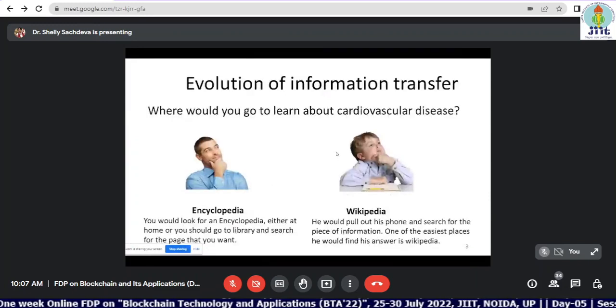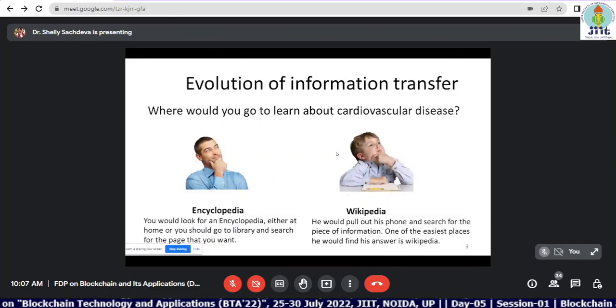This is the evolution of information transfer, as all of you are aware. Where would you go to learn about a cardiovascular disease? In the earlier days, you would look for an encyclopedia, or go to your library and search for the page that you required. Nowadays, gradually, we have shifted to Wikipedia. We turn on our phone, search for that particular piece of information, and our answer is there. So this is how information transfer is moving from a centralized point of view towards a decentralized point of view.